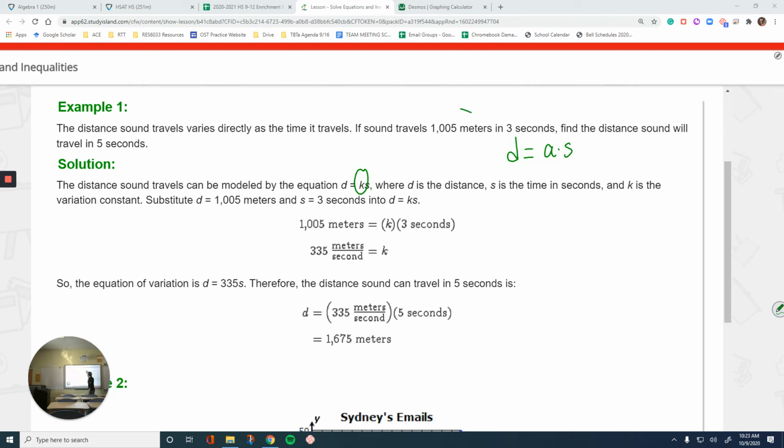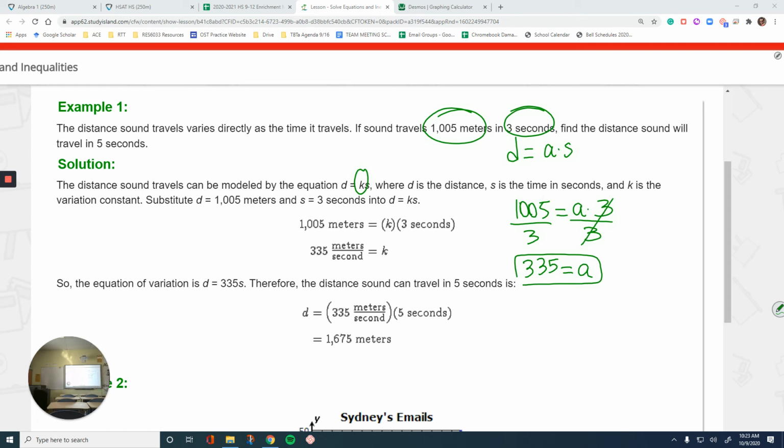So the distance given is 1005 equals the constant that we have that we don't know, and the 3 seconds, that's our y. Divide each side by 3. So A, my constant, would be 335.